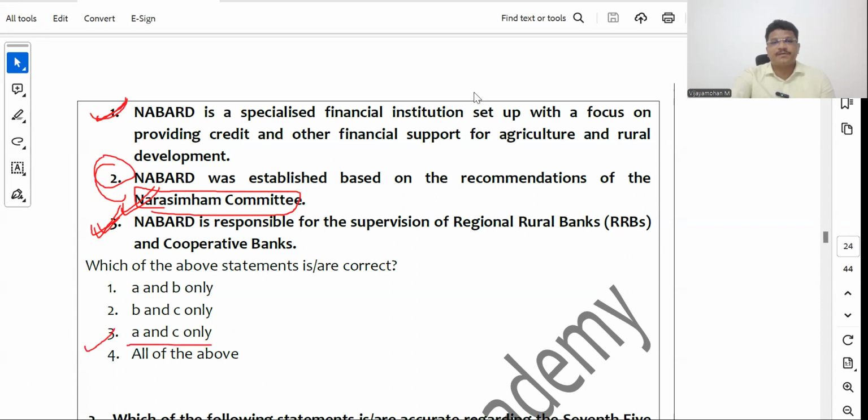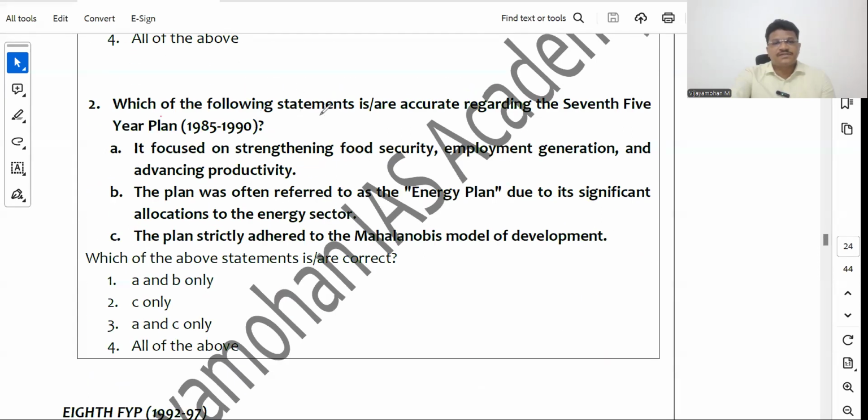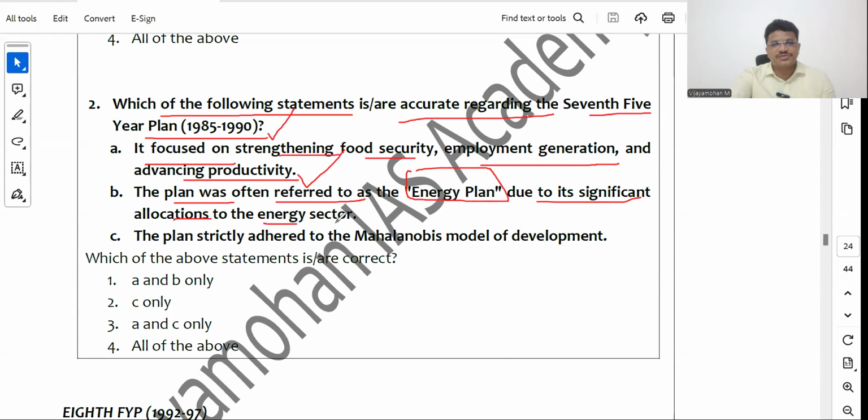Okay. Next one. Which of the following statements is or are accurate regarding the 7th 5-year plan, 1985 to 1990? First, it focused on strengthening food security, employment generation, and advancing productivity. Second statement, the plan was often referred to as the energy plan due to its significant allocations to the energy sector. Third, the plan strictly adhered to the Mahalanobis model of development. Which of the above statements is or are correct?